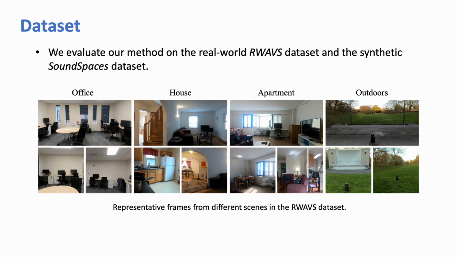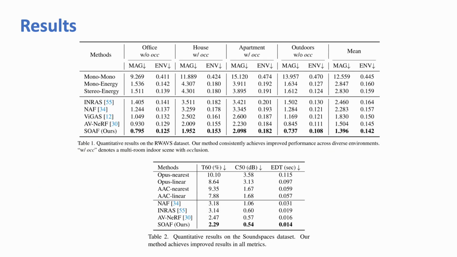To evaluate our method, we conduct experiments on real-world and synthetic datasets and keep the same data split as previous works for fair comparison. On both datasets, our method outperforms existing works in all evaluation metrics. For all of these metrics, lower is better. On the real-world AVS dataset, the MAG metric evaluates the generated audio in the time-frequency domain after applying the short-time Fourier transform, while the ENV metric measures the generated audio in the time domain. Compared to previous works, our approach achieved better performance across all environments in spatial audio generation.